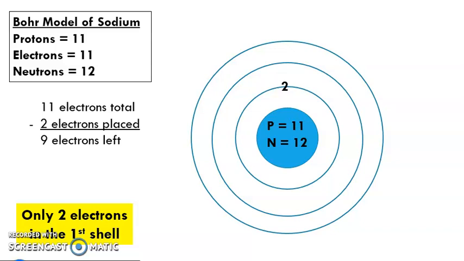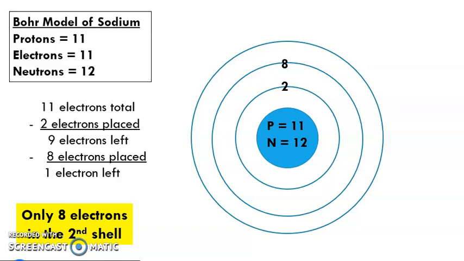Let's fill up the second energy level. Now remember, in the second shell, I can place all the way up to 8 electrons. So let's fill up that second shell. So we're going to put 8 electrons into that second shell, and let's see how many electrons I have left to deal with. So if I had 9 electrons left at the point where we filled up the first shell, and I just used an extra 8 electrons, that gives me 1 electron left to place.